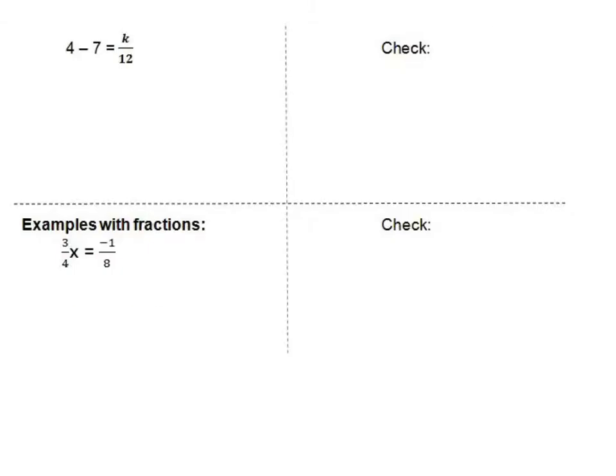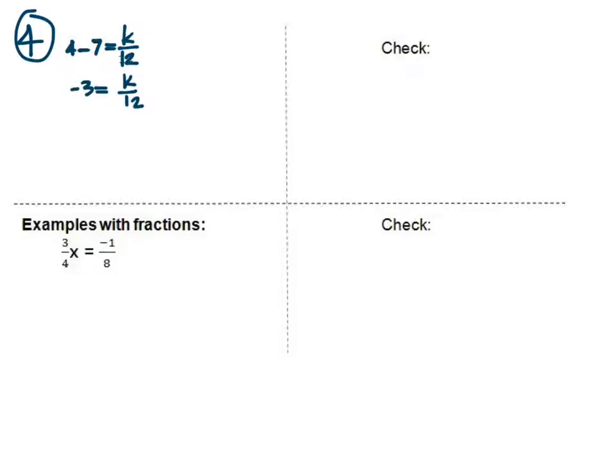So 4 minus 7 equals k over 12. And when we talk about that fraction bar, k over 12, that means division. Before we go ahead and do anything else, we're going to want to be sure and simplify. So I'm going to say we're going to simplify 4 minus 7.